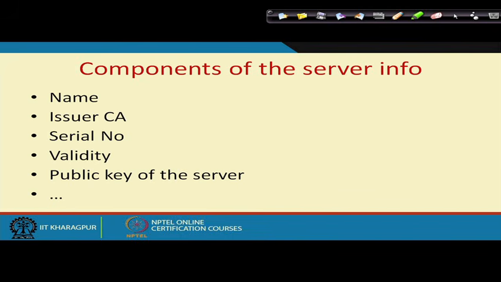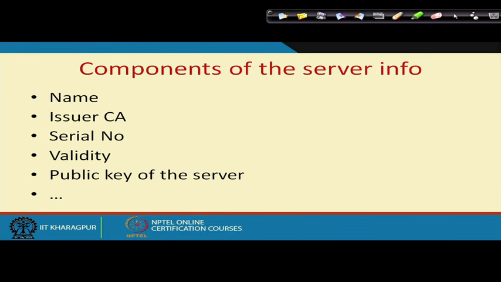Then what are the components of the server information? Because the server is getting authenticated, it includes the name of the company, who is the issuer, the certifying authority, the serial number, validity, and the public key of the server, because so far we have been saying that the public key is known to everybody. So, how does this public key distribution take place? This public key distribution takes place through this server certificate only. Besides this, of course, there are many more things you can find out, but these are some of the important things.